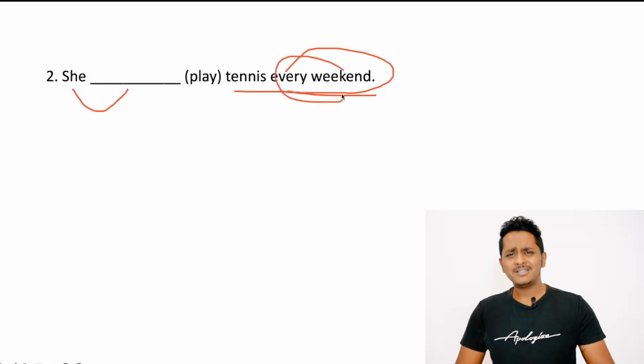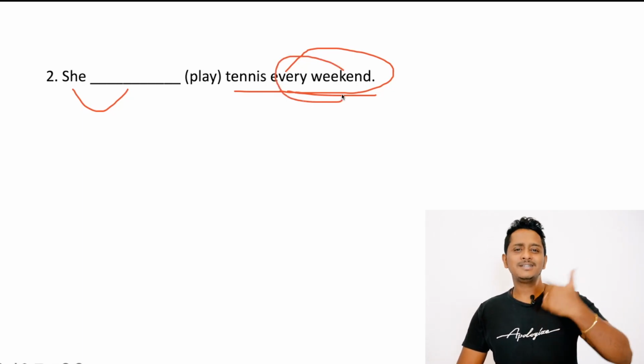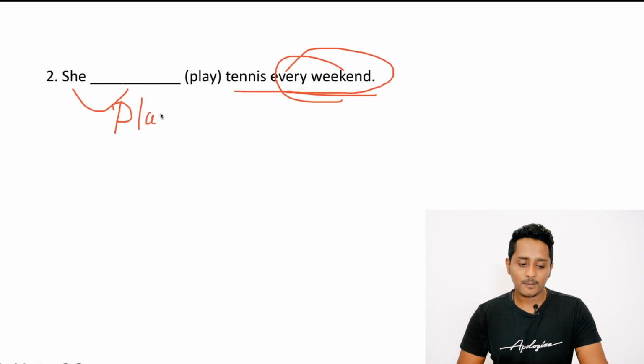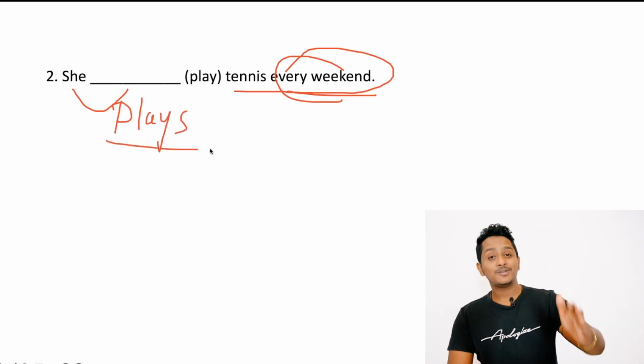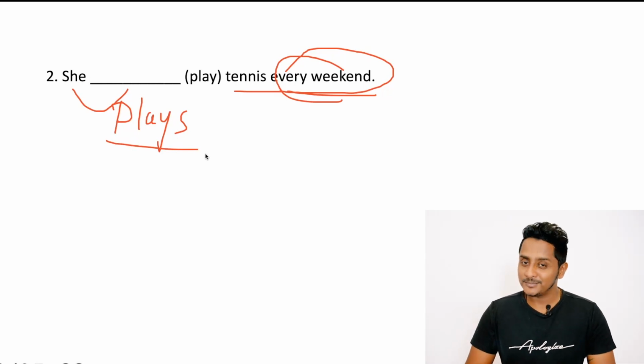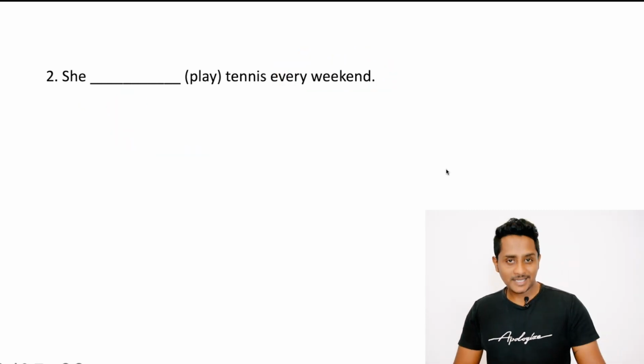Every weekend the schedule is set. The same thing is going to be repeated. So it's going to be the present tense. So she plays. Play is wrong. Plays has to be there because of subject-verb agreement. He eats, she plays. S has to come for a third person singular. Let's take up the next one.